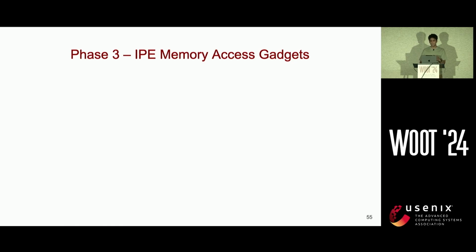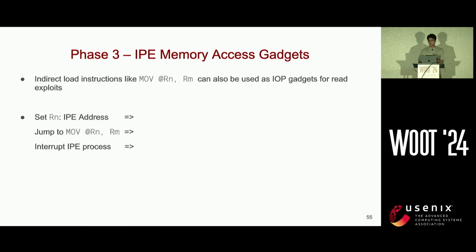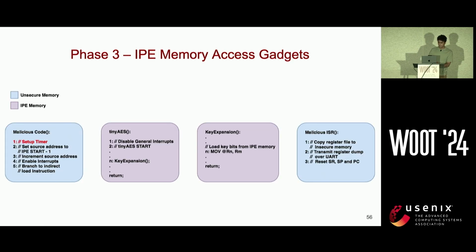In order to use the indirect load instruction as a read IOP gadget, we set the source register of the indirect load instruction to a desired IP address and trigger an interrupt after its execution to read out the value of the IP address through the destination register. We will use this read IOP gadget to exfiltrate the entire IP firmware as follows.